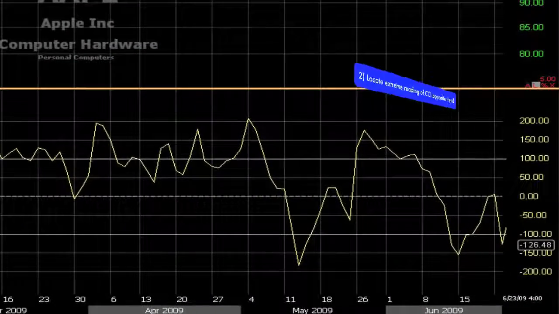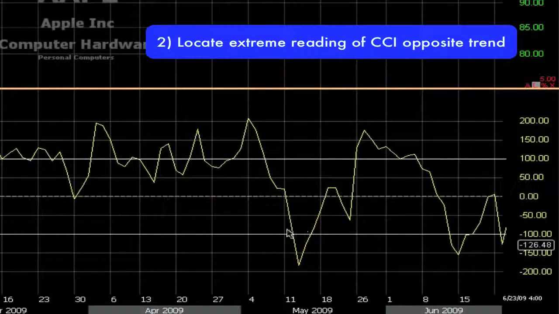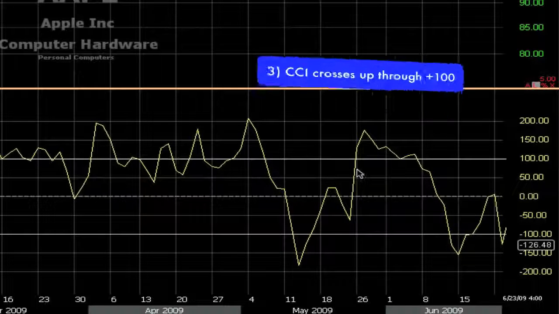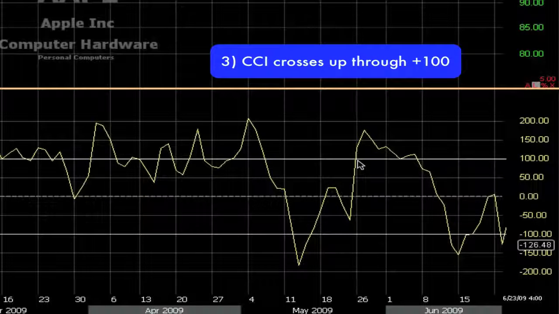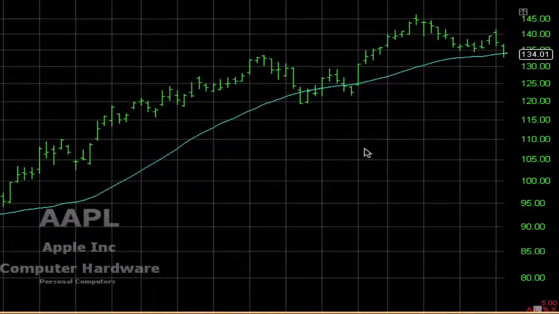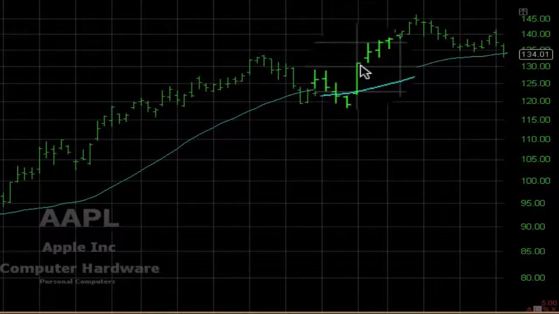Second, I look for an extreme reading on the CCI in the opposite direction of the trend. This is to ensure that there's been enough correction or consolidation in the stock in order for me to get a new up move. And third, I look for the break of 100 to the upside, just like Lambert said. That's my entry. It happens here, and we get our entry up on the price action here.